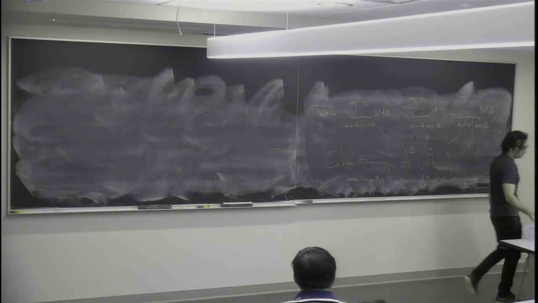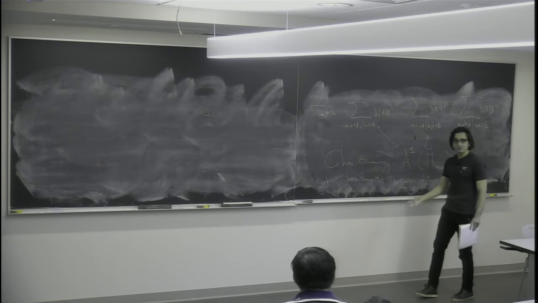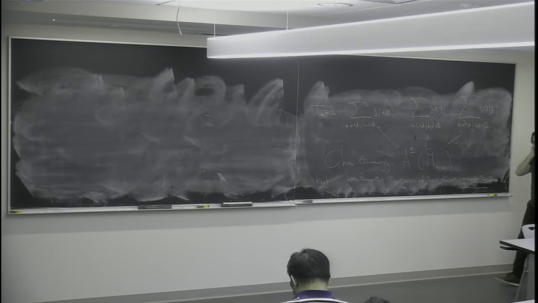Okay. Now let's discuss, I think this is enough for moduli spaces of curves with marked points on them. Let's discuss moduli spaces of stable maps. So let's move to stable maps.